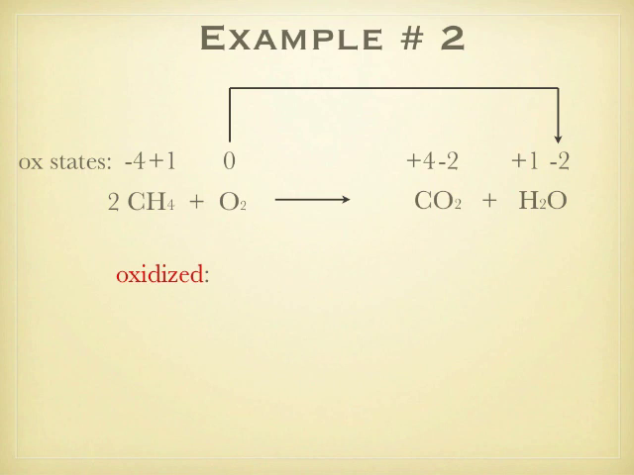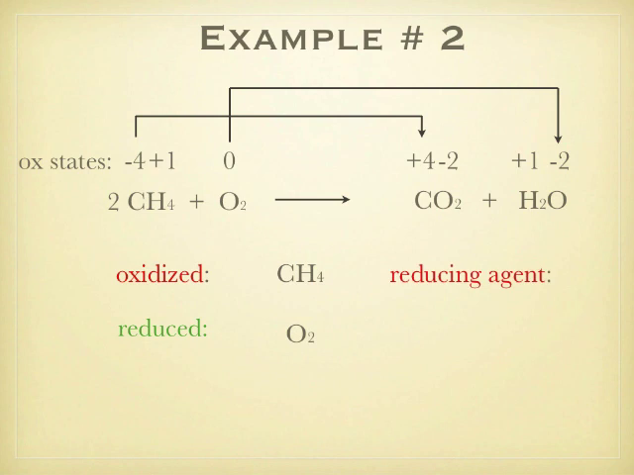So what's oxidized? Which one is getting more positive by losing electrons? It turns out it's the carbon. Since the carbon is in the CH4 on the reactant side, the CH4 is oxidized, because the carbon changes states. Reduced is the oxygen, because it goes from 0 to -2. So it's gaining electrons, becoming more negative. Reduced. CH4 is my reducing agent, and O2 is my oxidizing agent.